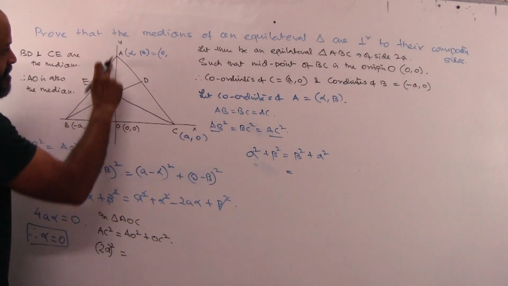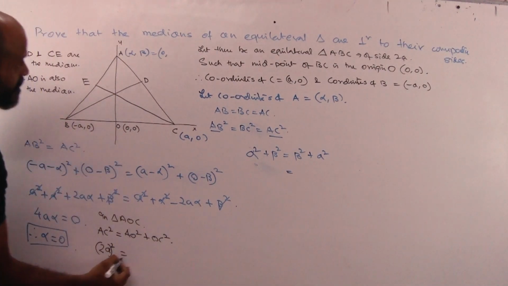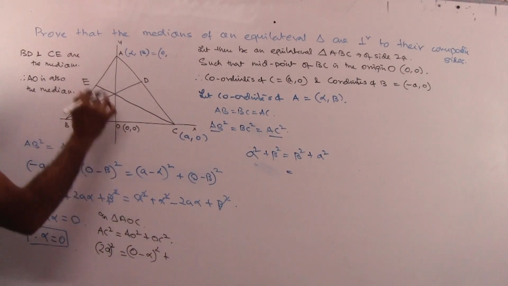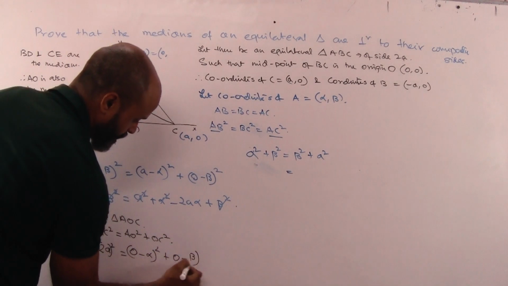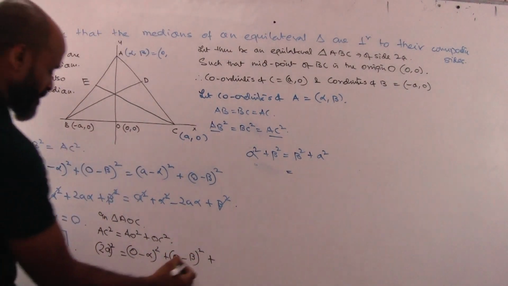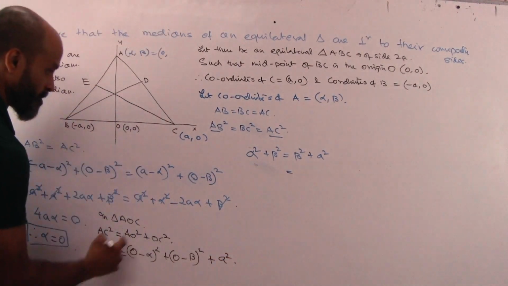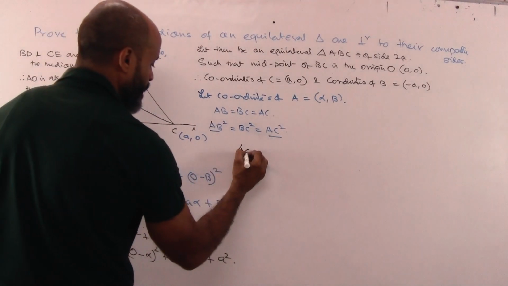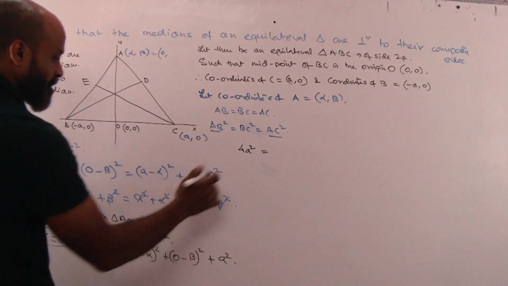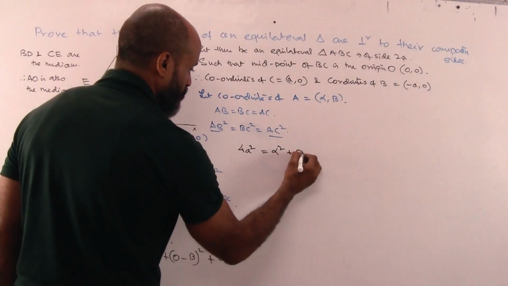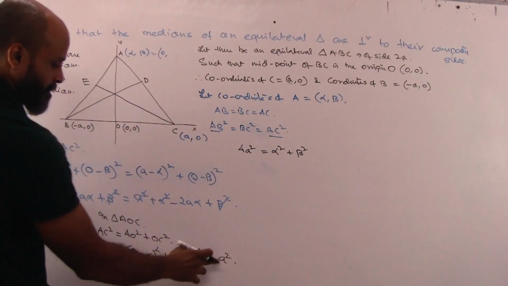So obviously this entire line is 0 minus alpha square plus 0 minus beta square plus OC square. OC square will obviously be a square. So 4a square is equal to alpha square plus beta square plus a square.